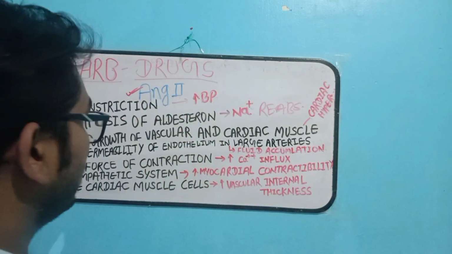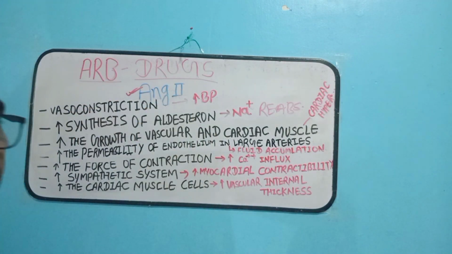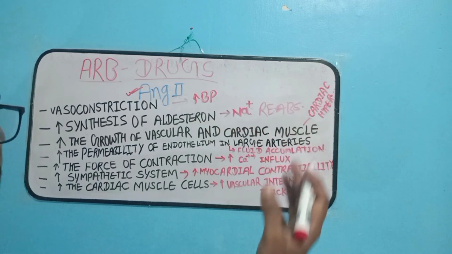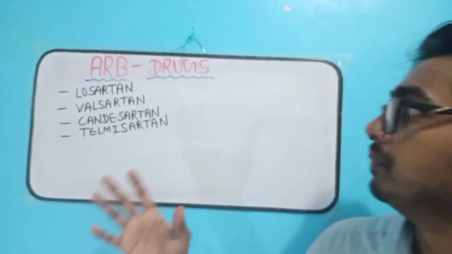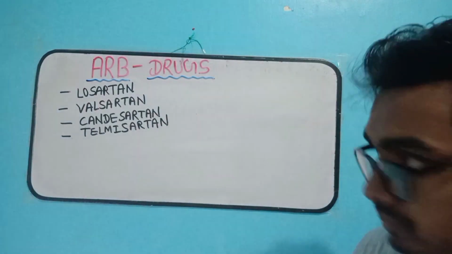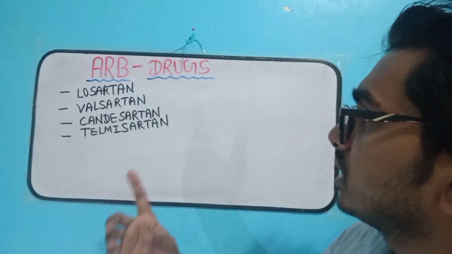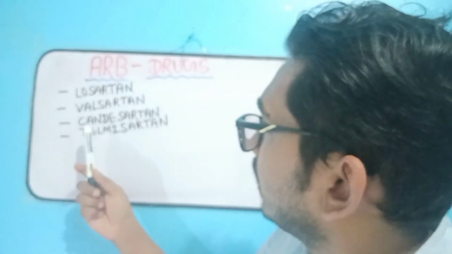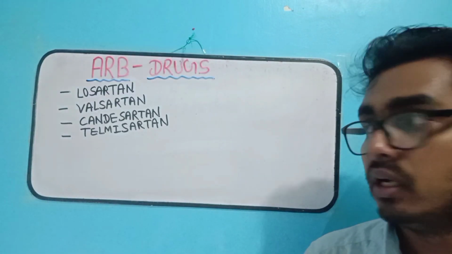So now I am going to discuss the angiotensin receptor blocker drugs. Now we will understand easily how these drugs work on the congestive heart failure patient. So this is our main topic. These are the drugs for the ARB: losartan, valsartan, candesartan, and telmisartan. These are the drugs which are used as ARB drugs.